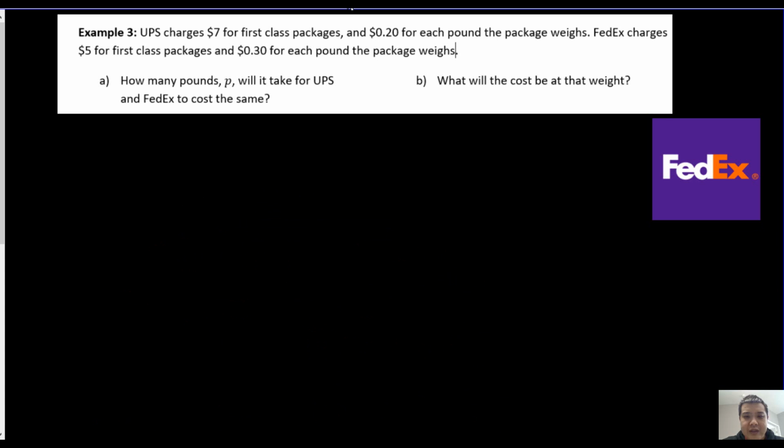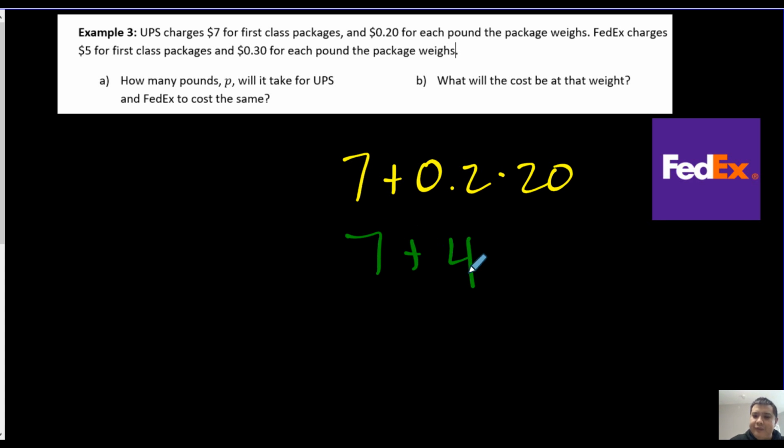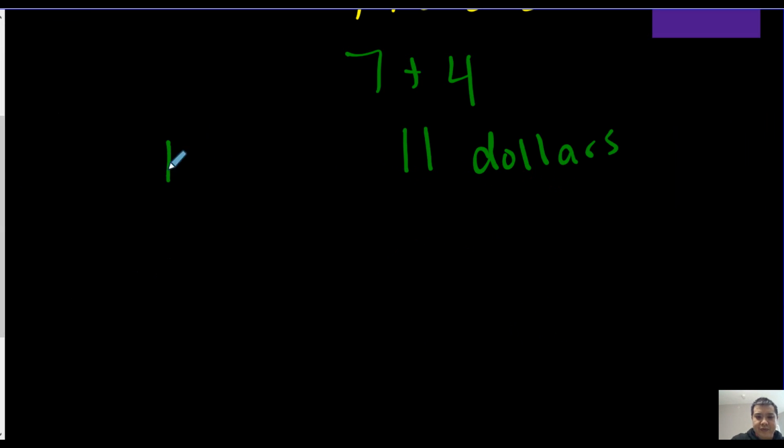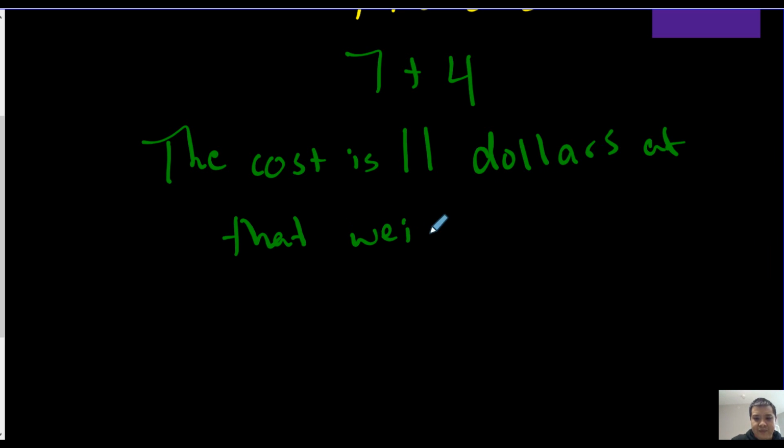So that means that 7 plus 0.2 times 20. Okay, and we're going to simplify that down. So 0.2 times 20 is 4. 7 plus 4, and then it's going to be $11. So the cost is $11 at that weight. Period.